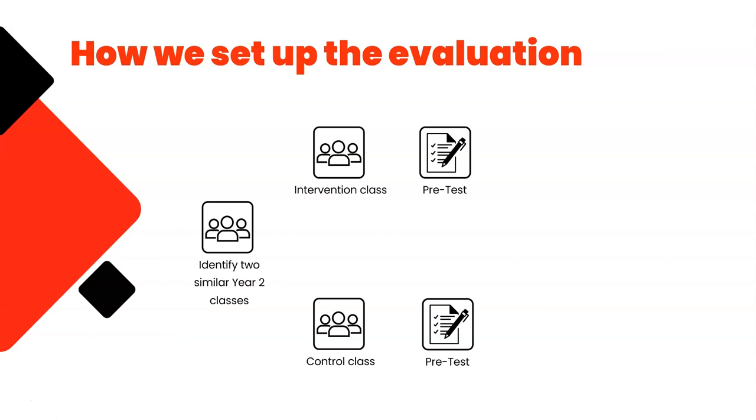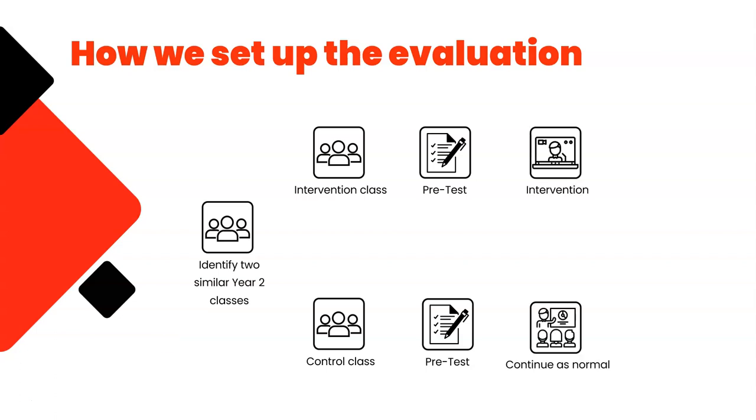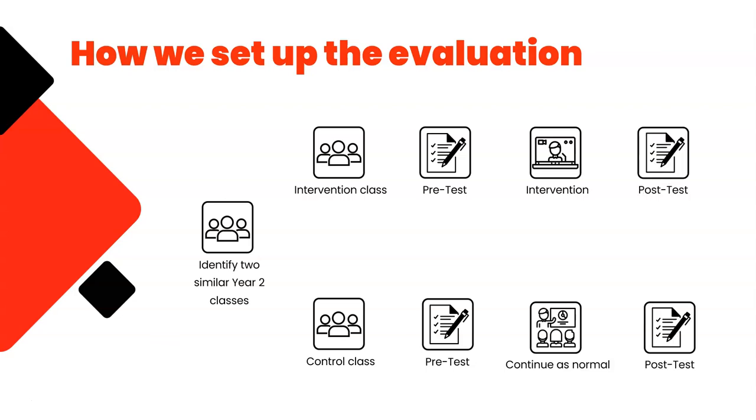Both classes will complete the pre-assessment spelling test. The intervention class will continue with the spelling strategy. The control class will continue as normal. And then both groups will complete the post-assessment spelling test, which is the same as the pre. The control class can then access the intervention after the post-assessment.